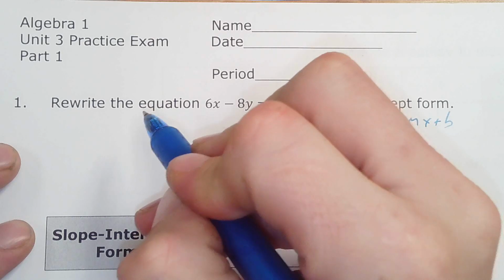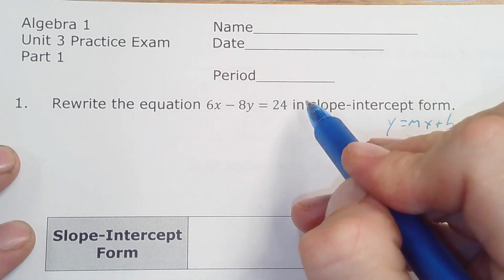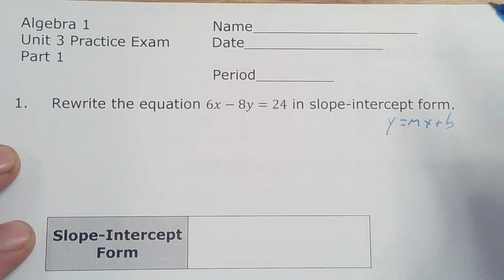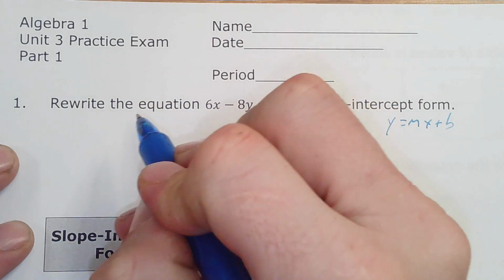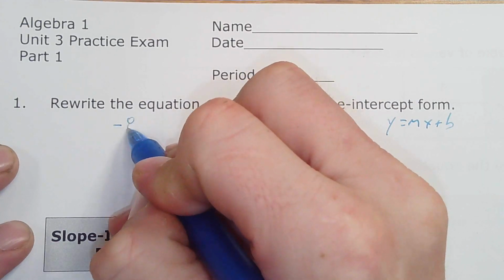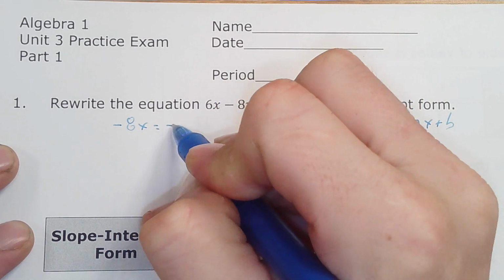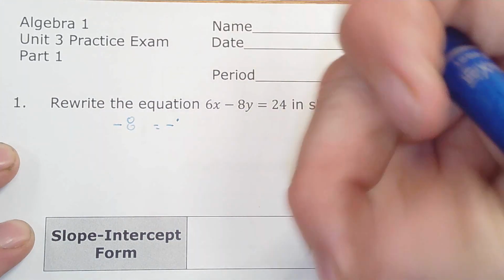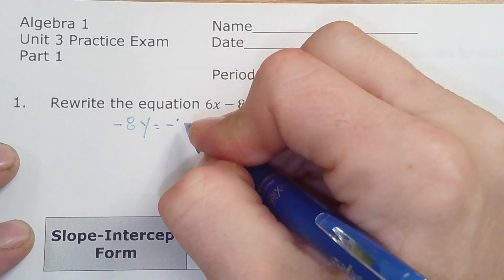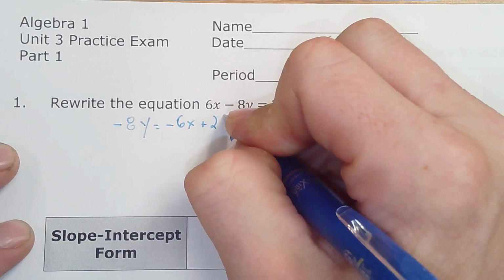We're going to take this 6x and move it to the other side of the equation, and when we do that, it changes to negative. The way to think about it is subtract 6x from both sides. So when we do that, it's going to become negative 8y equals negative 6x plus 24.